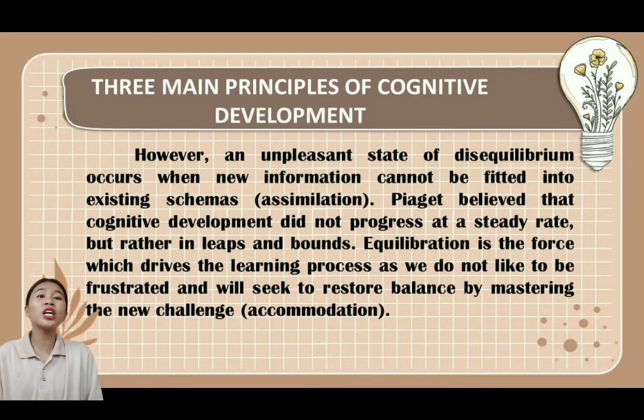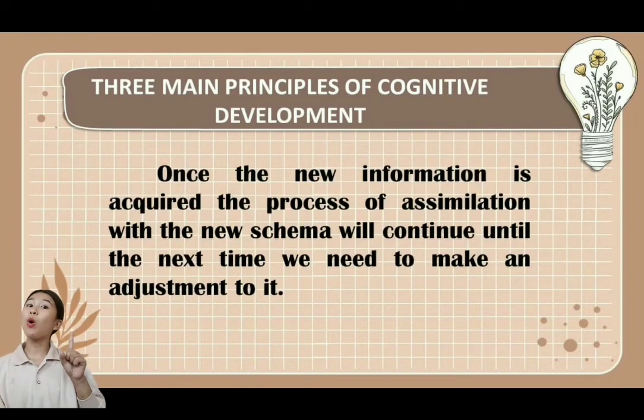Equilibration is the force which drives the learning process, as we do not like to be frustrated and will seek to restore balance by mastering the new challenge, or the accommodation. Once the new information is acquired, the process of assimilation with the new schema will continue until the next time we need to make an adjustment to it.